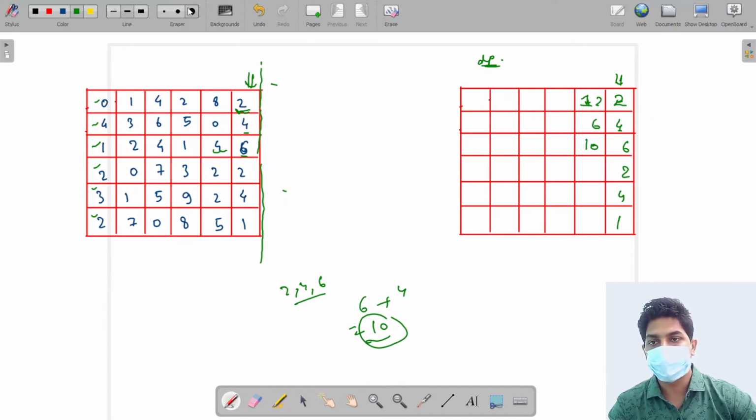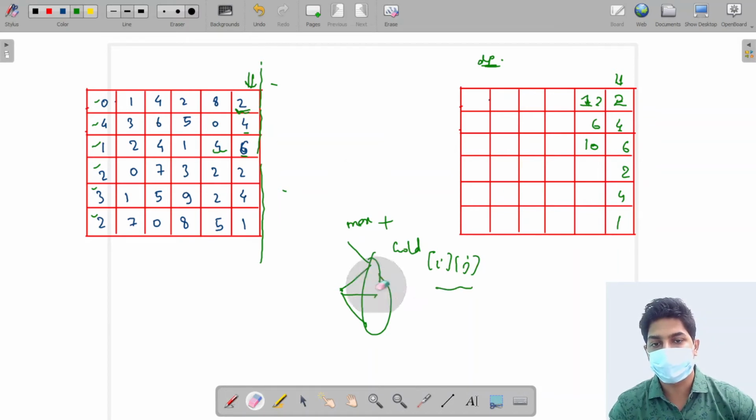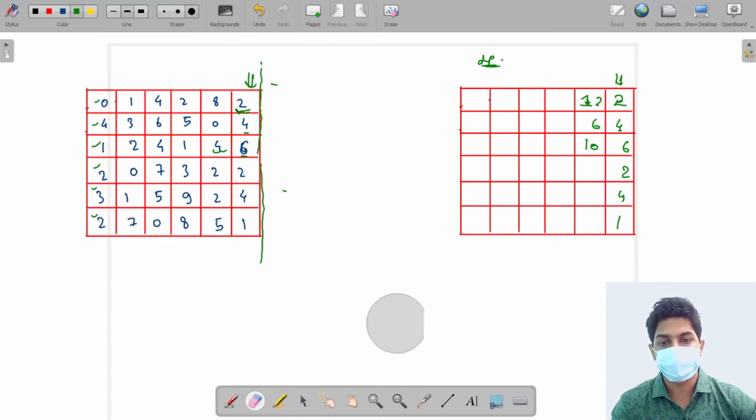If you look at the pattern, what are we doing? We are taking the maximum of all these three directions, and then we are adding the gold of i comma j, that is the gold in the cell in which we are currently residing. Now let's quickly fill up this dp table.